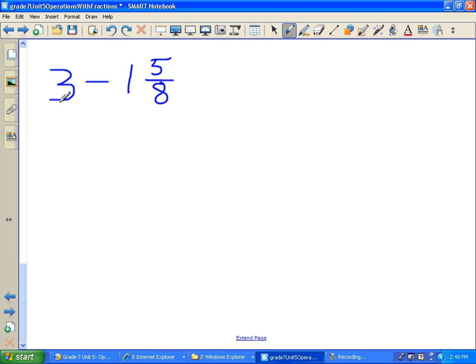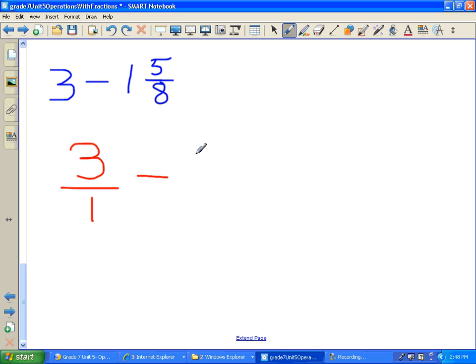So let's look at this one. This one doesn't look like a fraction, but remember, any whole number can be written as a fraction, 3 over 1. In this case, if it was 4, I go 4 over 1. If it was 1,000,000, I go 1,000,000 over 1. That's any number that's a whole number can be written as a fraction.